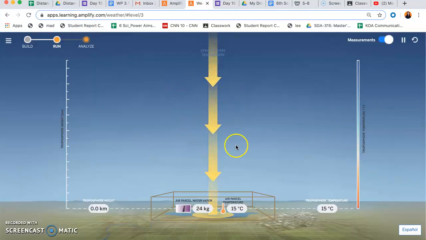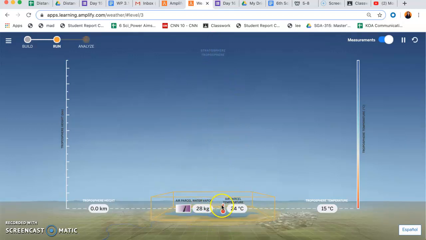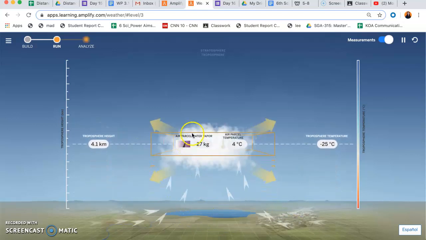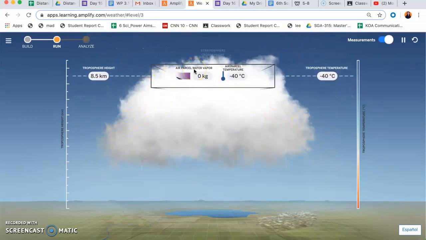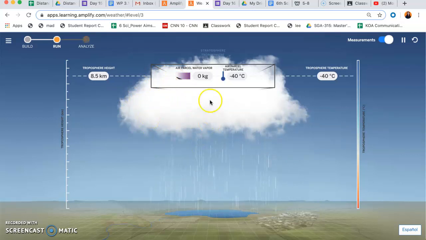I see sunlight transferring energy to the air parcel. I see water evaporating into the air parcel. I see wind pushing the air parcel up really high in the troposphere. And now, once the energy has transferred, I see rain because that water vapor has condensed into liquid water again. I want you to notice that the troposphere height of the air parcel is all the way up to 8.5. That's really high.